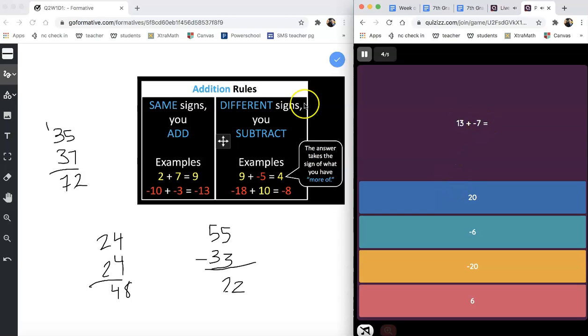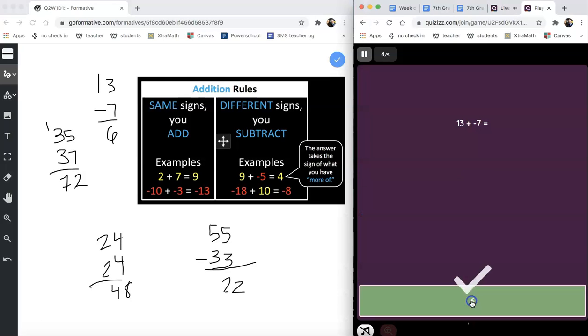Alright, signs are different. We're going to subtract. So we take 13 minus 7, and we get 6. And we have more positives. We have 13 positives, and only 7 negatives. The answer is going to be a positive 6.